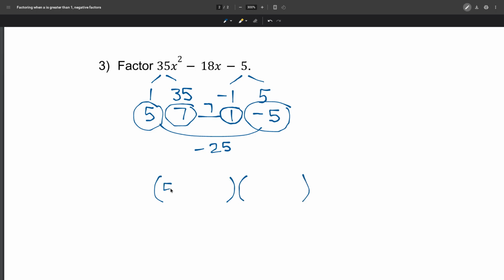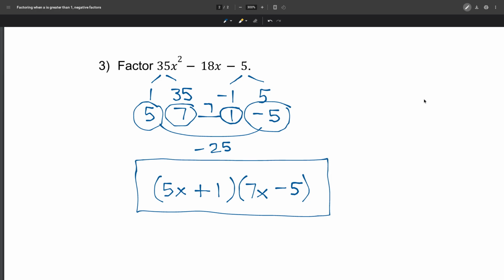So I have 5x and 7x. I want the 5x here to multiply by negative 5 here. So this is an outer term, so I have to put negative 5 on the outside here. And I want 7x to multiply by 1, so I have to put a plus 1 here. And there we go. That's my factored form for that one.